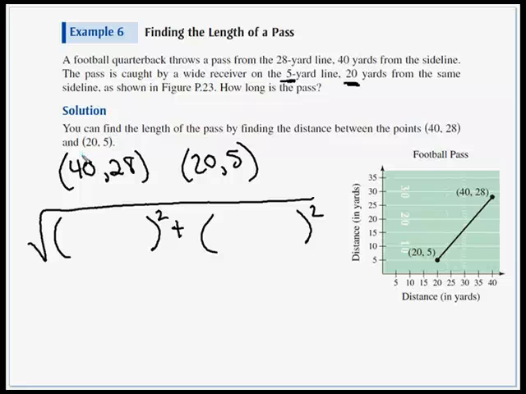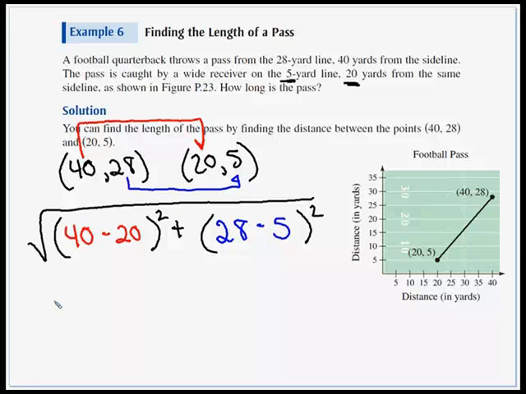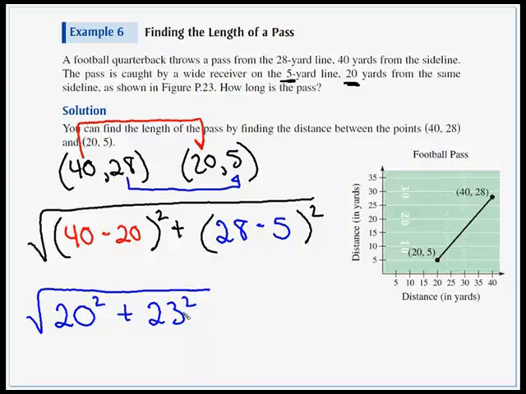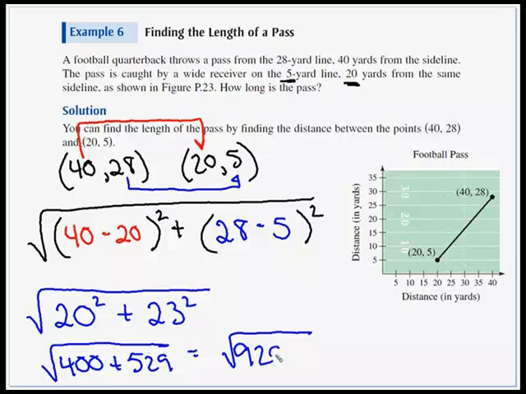So for x's, I'm going to subtract left to right: 40 minus 20 goes in for my x's, and for the y values, 28 minus 5. And again, I have these under a radical. 40 minus 20 is 20 squared, plus 28 minus 5 is 23 squared. So when I square those, 20 squared is 400, plus 23 squared is 529. If we add those together, we get the square root of 929.